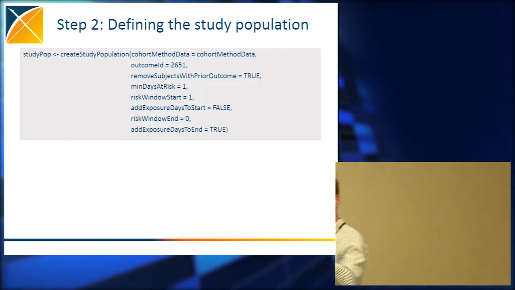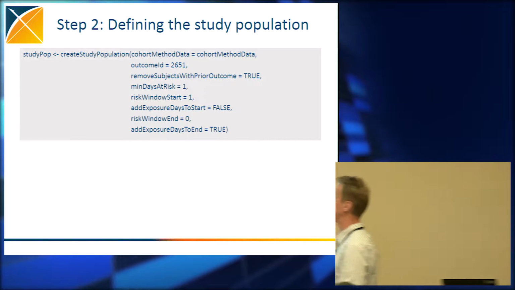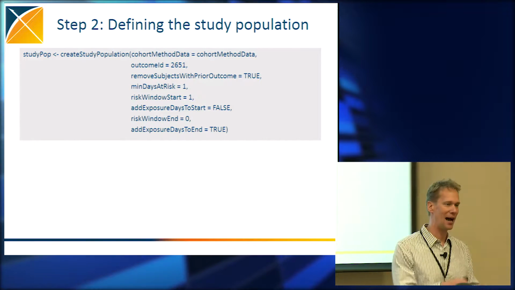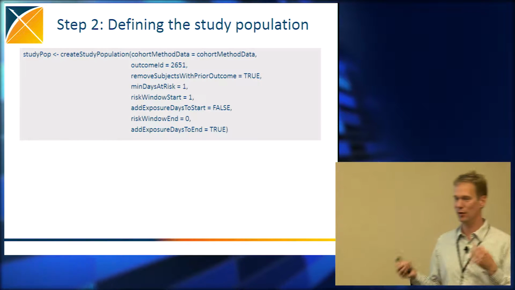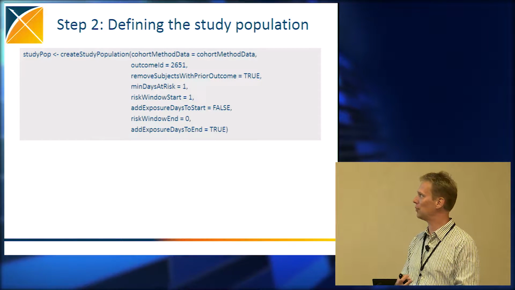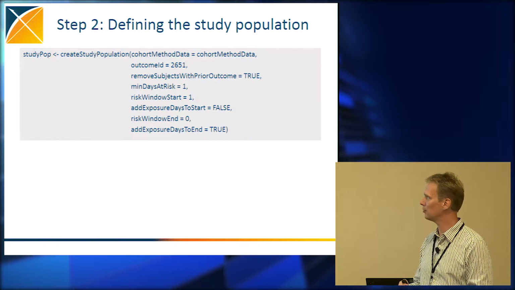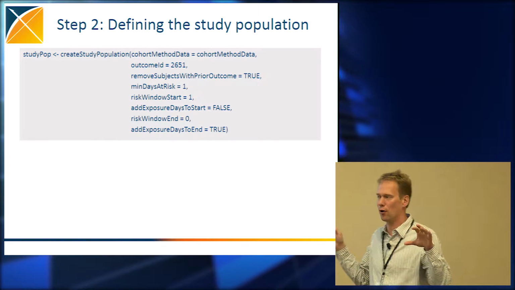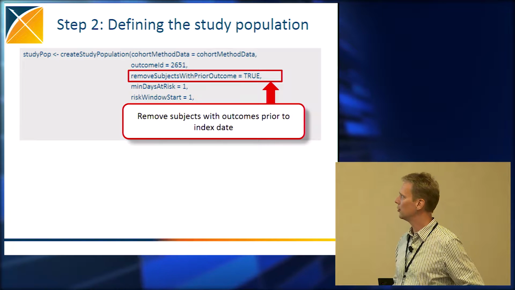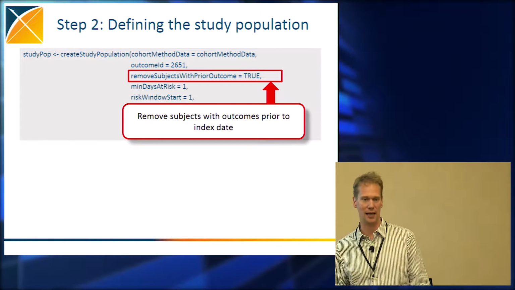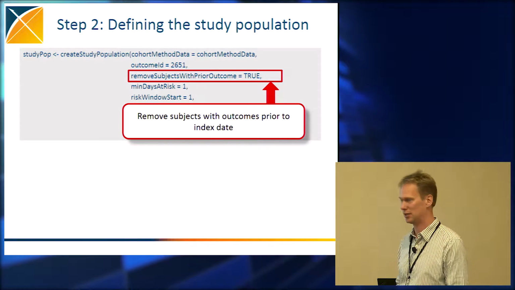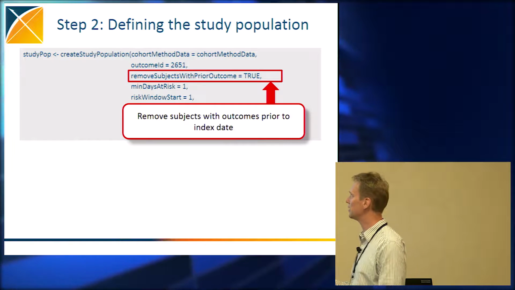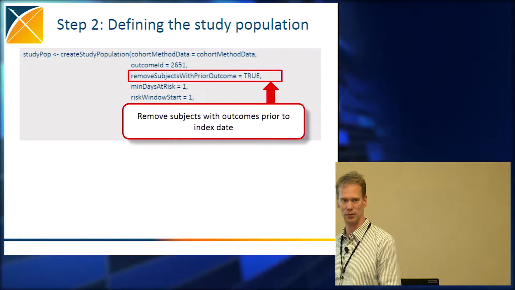All right, so that was step one, getting all of the data. Step two, once we have the data, we can use it to define our study population. One aspect of what we call the study population is, do we want to remove people that had the outcome prior to the index date? In this case we say yes, because I think that's what Graham also did.